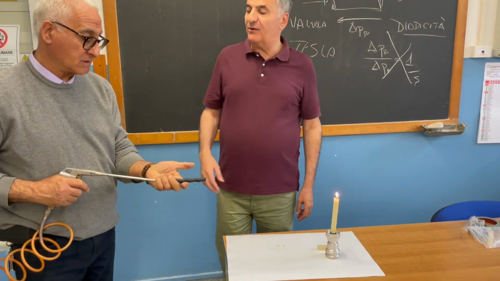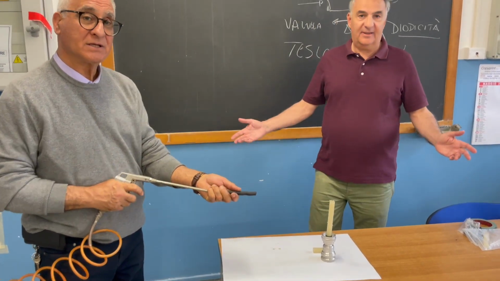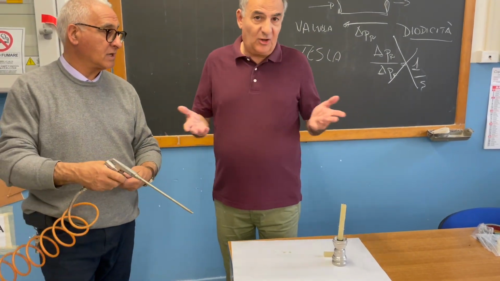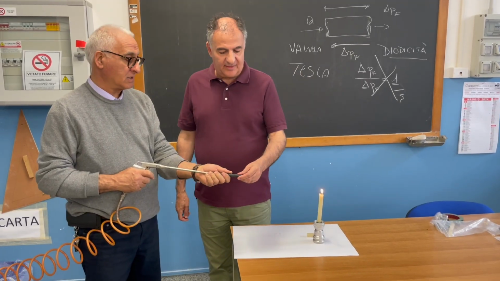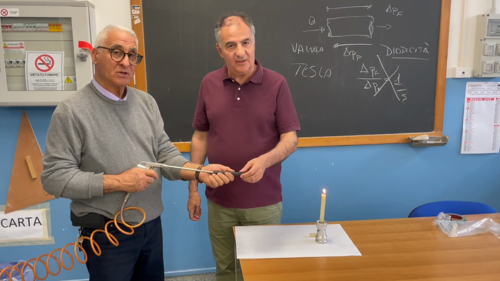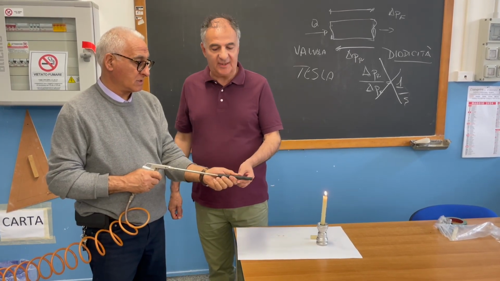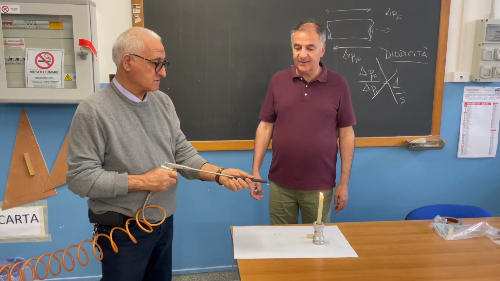Now, as we expected, we have a regular flow and the candle blows out instantly. So now my colleague has inverted the pipe to see what happens when the flow goes in the other direction, in the reverse direction. So here we go, proceed.